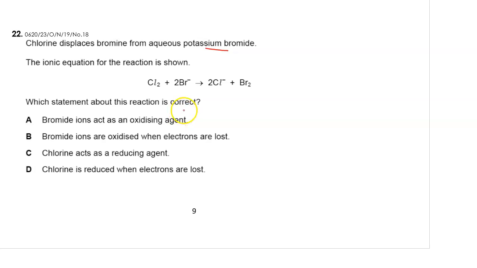Bromide gives its electrons to chlorine. You can see bromide ion has been converted to bromine atom. Therefore, it has given its electron to chlorine. Chlorine was an atom, now it is an ion, and therefore that is correct. So you can say bromide gives its electrons to chlorine. That is correct.